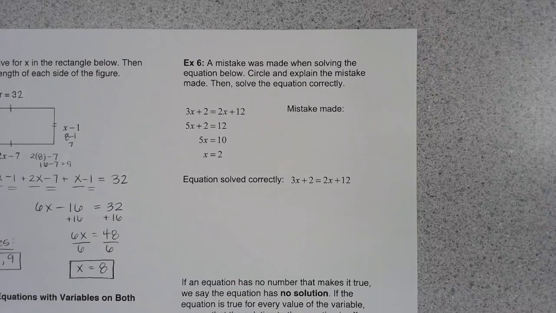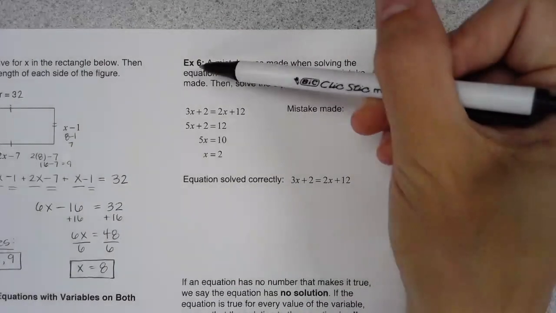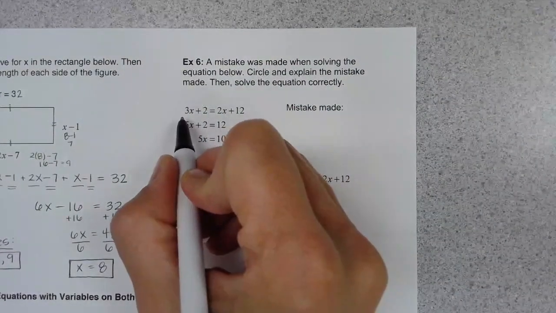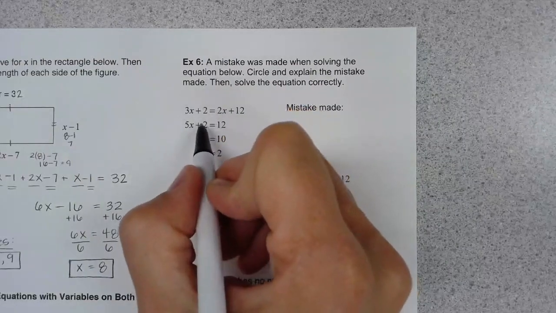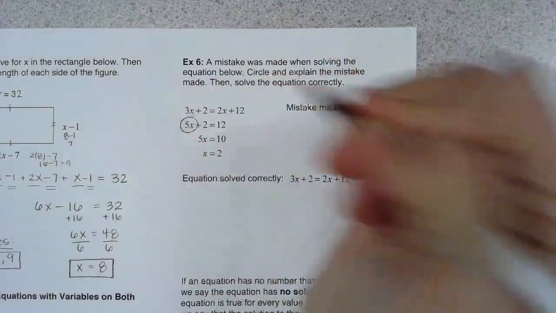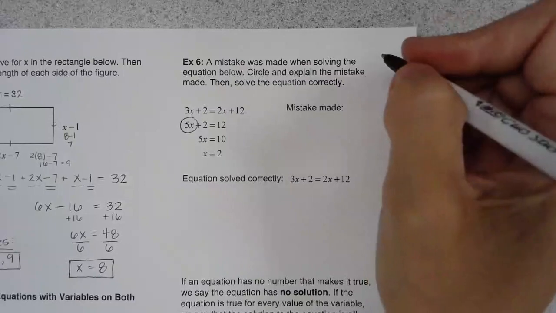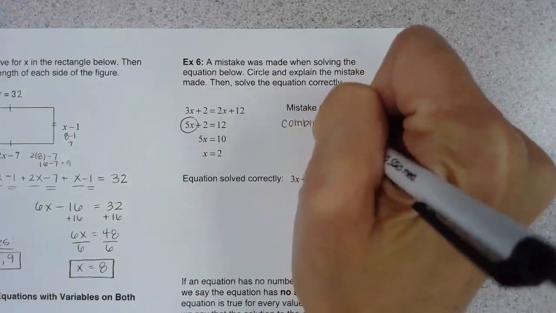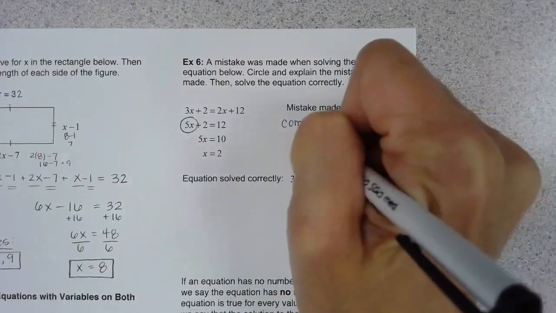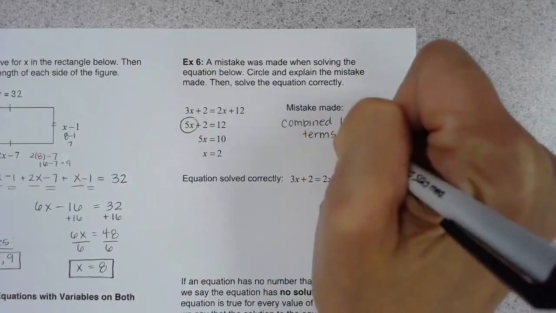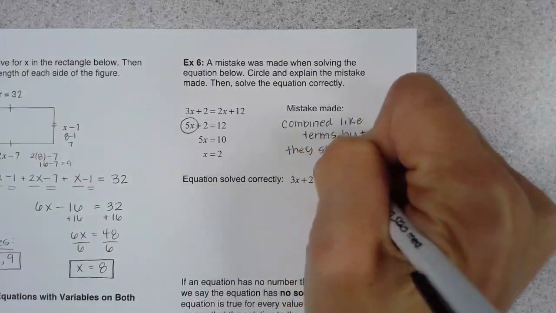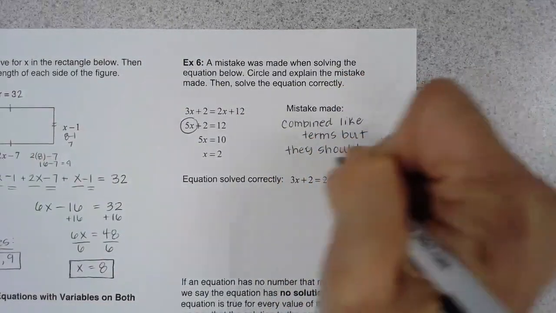It's helpful to practice whether the equation has x's on both sides or just on one side, because it's a very common mistake that you have x's on both sides of the equal sign, and a lot of times people just combine like terms. So on this one, the mistake that got made was the person combined like terms, but they should have used inverse operations to solve.